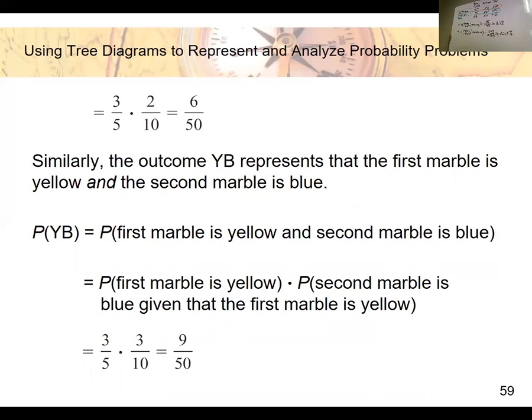That's drawing a yellow marble on the first draw and then drawing the second yellow marble, given that we drew the first one to be yellow. And similarly, for the outcome Y, B, yellow and then blue, we just multiply those probabilities along the branches: 3/5 times 3/10, or 9/50.